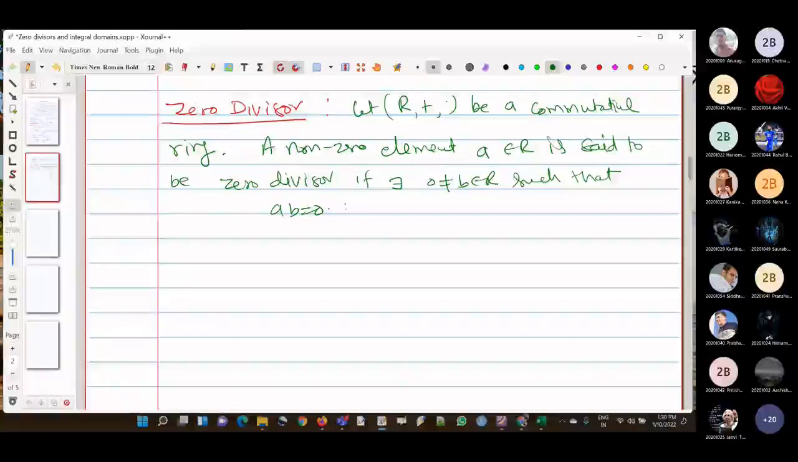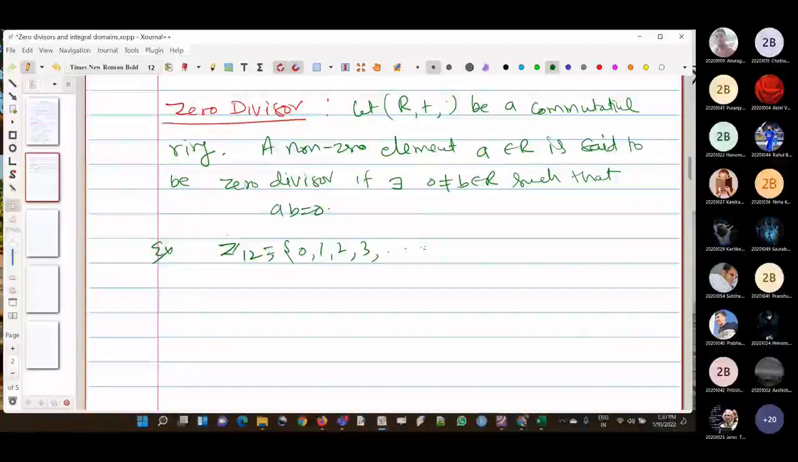In such examples, you can get not only matrices but also non-matrices. Other than matrices, let us see an example in Z12. In Z12, the elements are 0, 1, 2, 3, like this.